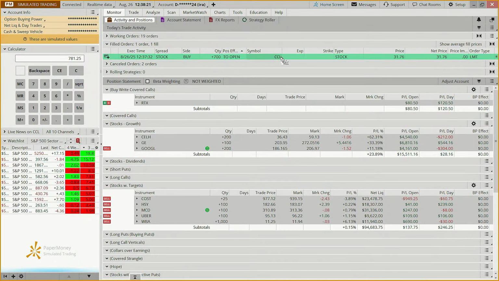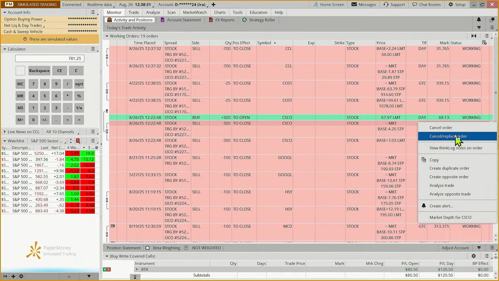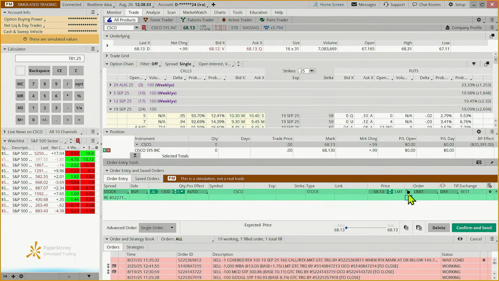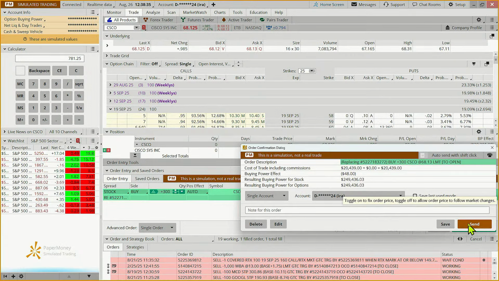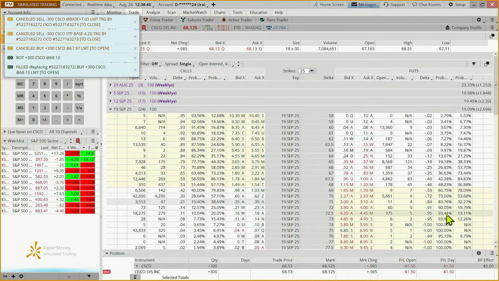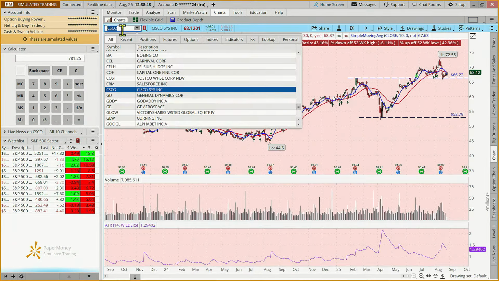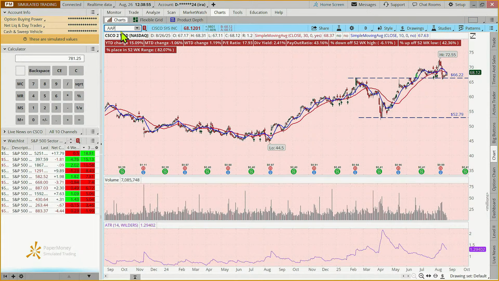So we've got our order on CCL, and then we had another order, 67.97 for Cisco. It's now trading at 68.13. So we'll give them their extra cash and go ahead and just put that one in. There we go. Okay, so let's look at a couple of extra charts, and then we'll wrap things up. So a lot of people look at Apple. So how about we look at Apple?